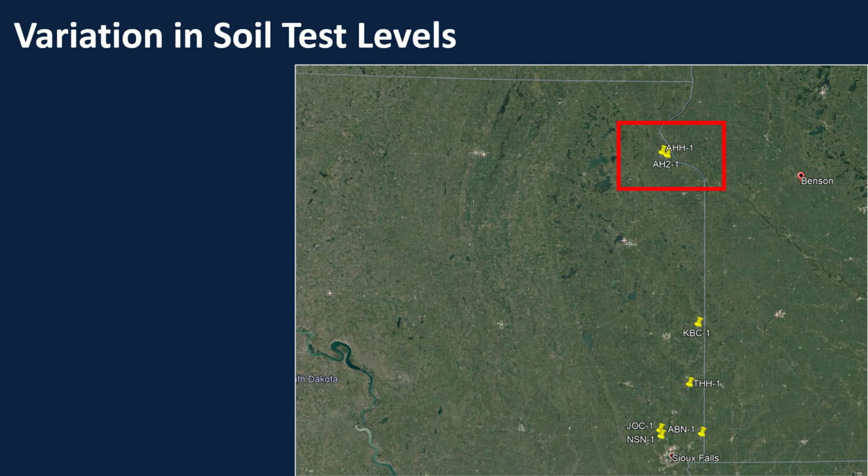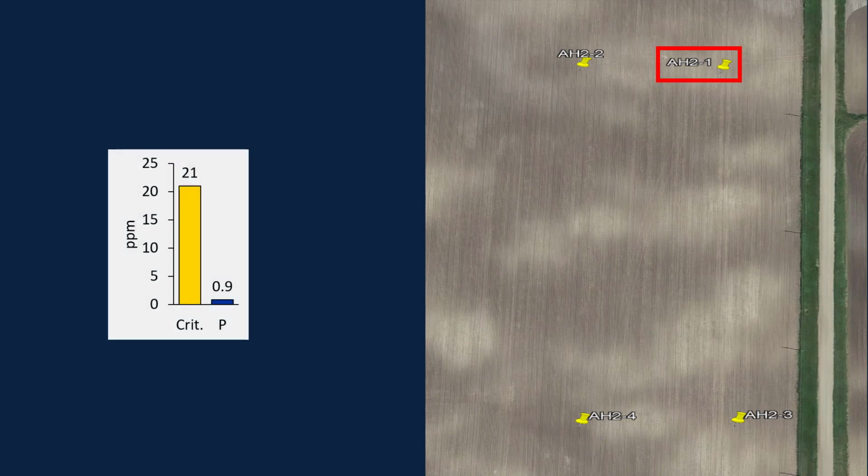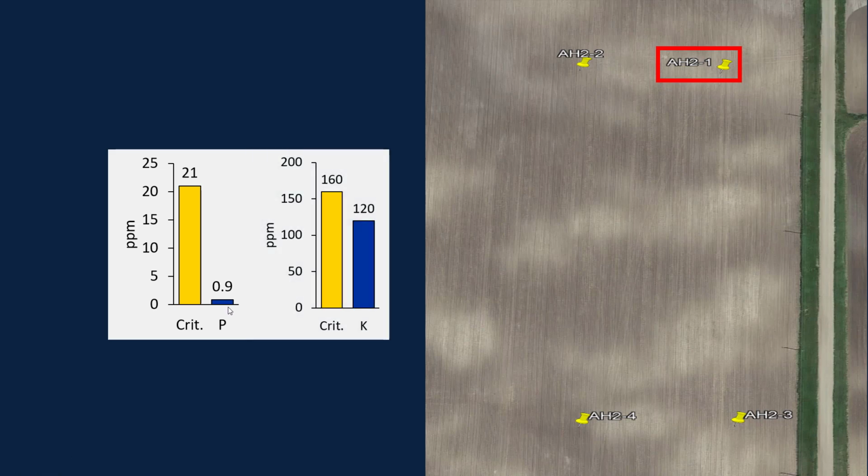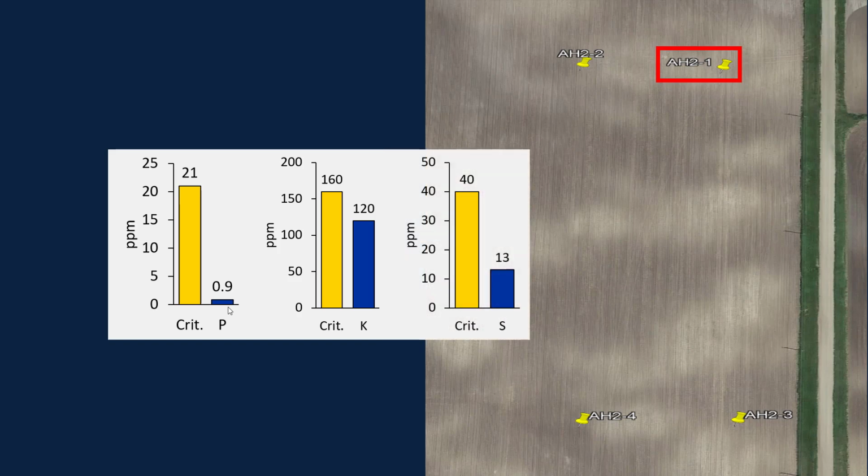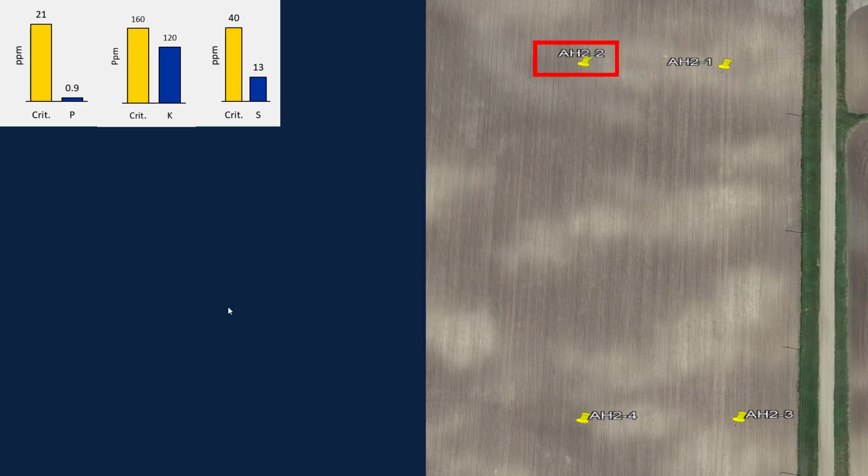We're going to look at a field up here in northeastern South Dakota. This is just one field, and we have 4 different sampling areas that we looked at, and we're going to look at some soil test levels here. All these spots are within 100 yards of each other, even closer, really. So here, we want you to pay attention mostly to this blue bar. This yellow bar represents the critical value, so this is Bray phosphorus, and the critical value is 21. It's showing here a Bray phosphorus value of 0.9, and if we travel over, a K of 120, sulfur of 13, so we see those for that spot right there.